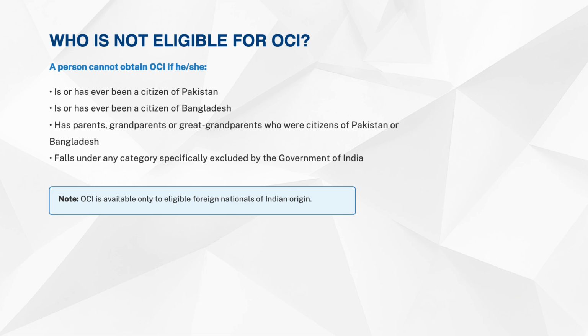Okay, so there needs to be a certain catalyst that connects you to India. Then you can receive OCI.